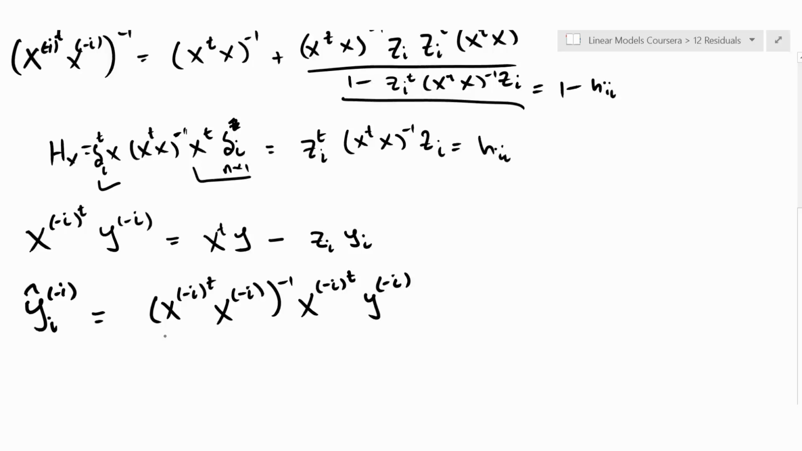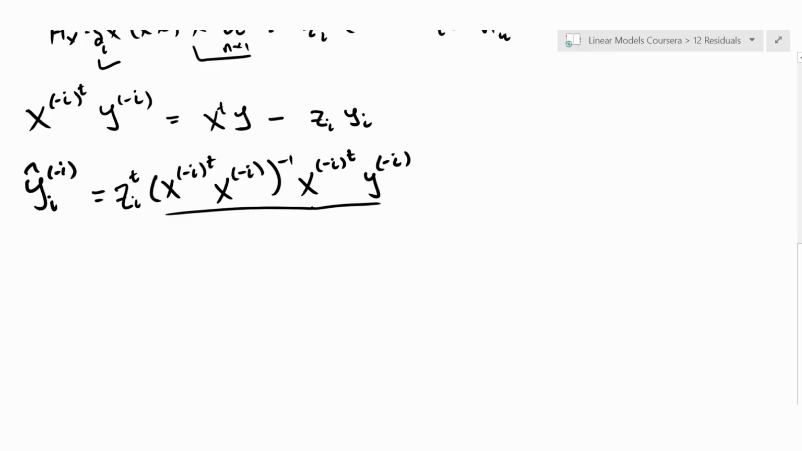This would be the beta coefficient that we obtain by removing the ith data point from both the response and our predictor. And then, if we want the actual fitted value, we would pre-multiply it by z_i transpose. Okay, so that would be what ŷ_(-i) is. So now let's plug in some of our quantities and show that this simplifies quite a bit.